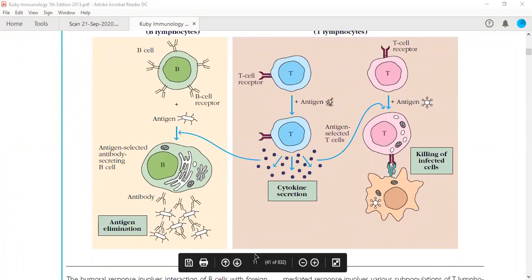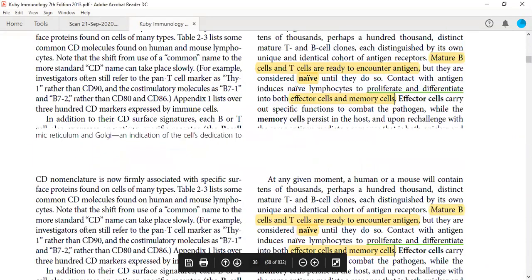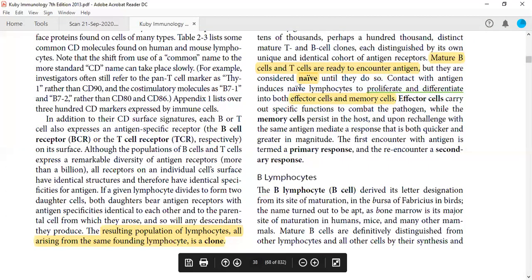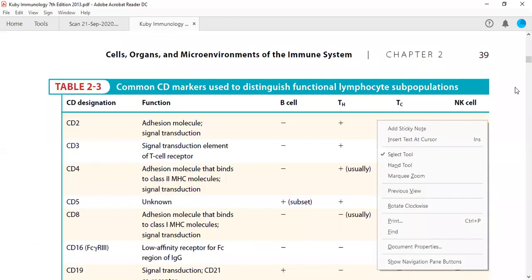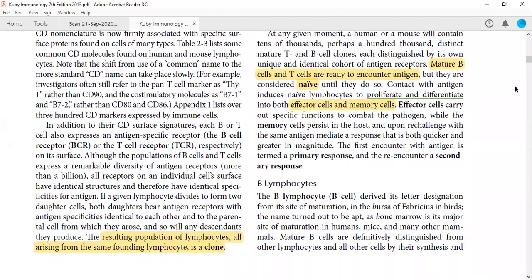Now back to page number 38 so that I can tell you something else about this. Actually, we already discussed this. Two types of cells will result. One is called effector cell and one is called memory cell. So three cells we have discussed: naive cells, effector cells, and memory cells. Effector cells carry out the specific function to combat the pathogen, while memory cells will persist in the host, and upon re-challenge, which is called the secondary response, the memory cells will take part and show this rapid response.